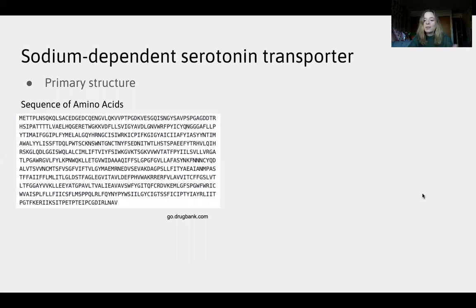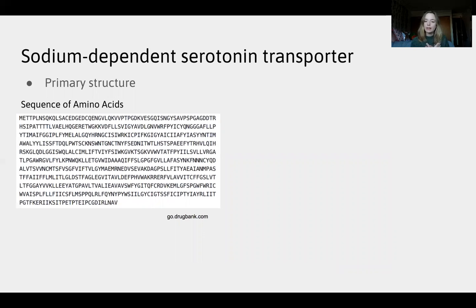Now, I want to talk about the structure of the sodium-dependent serotonin transporter. This is that protein whose job is to recycle the serotonin. So first, we're going to look at the primary structure here. And primary structures of proteins are made up of the sequences of amino acids. And here we can see the long sequence of amino acids that make up every sodium-dependent serotonin transporter protein.